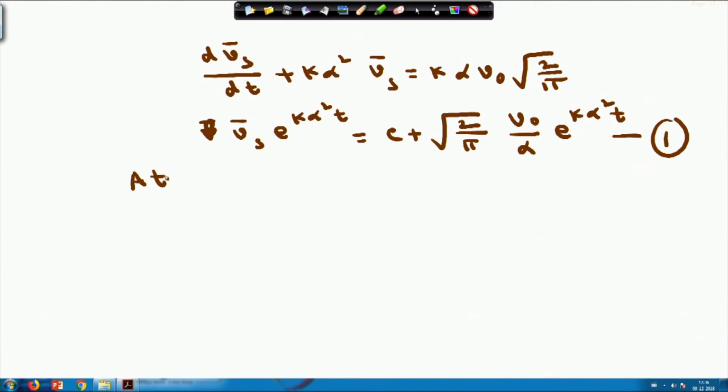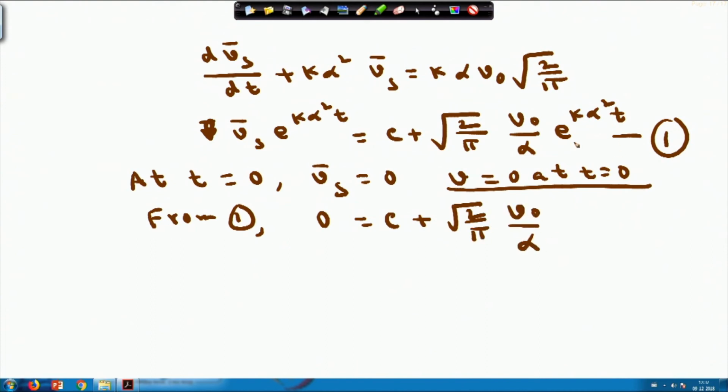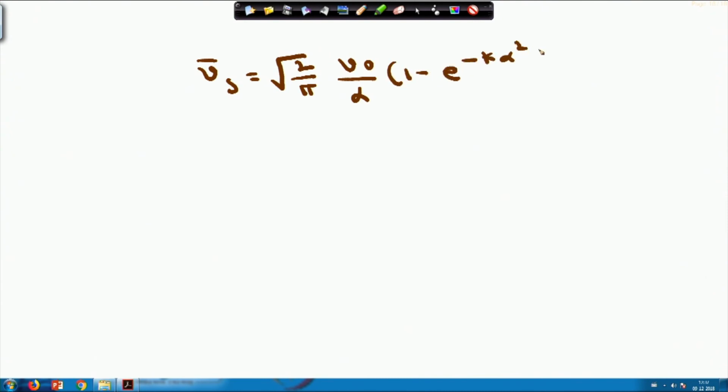At t equals 0, your v bar s is 0. Why? Because we know that v equals 0 at t equals 0. This is known to us. Therefore, v bar s equals 0 at t equals 0. If you put it in 1, then from 1 you will obtain 0 equals c plus root over 2 by pi v0 by α. So you obtain the value of c as minus root over 2 by pi into v0 by α. If I substitute this value in 1, I will obtain v bar s as root over 2 by pi into v0 by α into 1 minus e^(-kα²t).